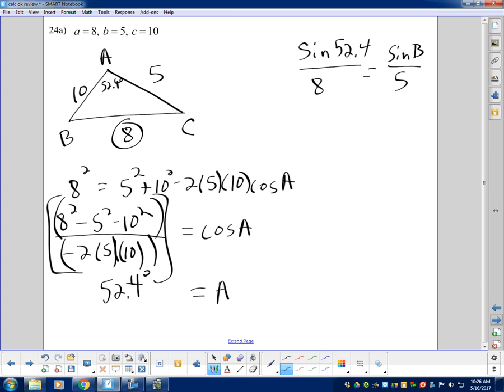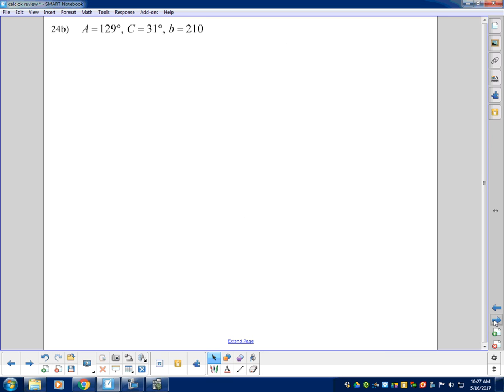Over 5, cross multiply and solve, you get B equals 29.7 degrees. Leaving, if you do 180 minus the sum of those two, 97.9 degrees for the third angle C. Alright, so that's part A. Let's go on to part B.